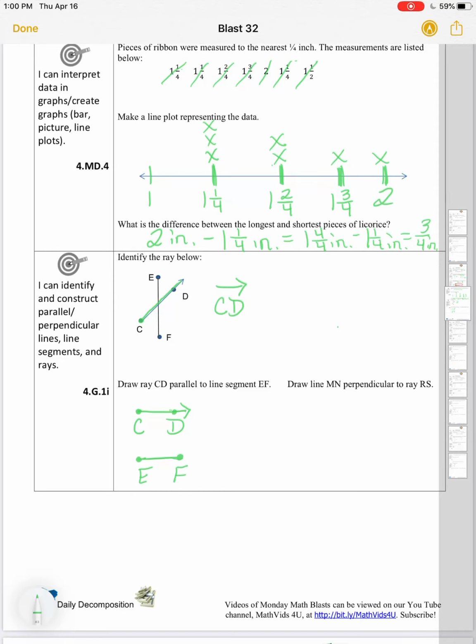Draw line MN perpendicular to ray RS. So a line goes on in both directions to infinity. So let's draw this one as a vertical. We could draw any way we wanted, but I'm going to draw my line vertical, and we're going to call this MN. And I want to make it perpendicular. So that means it's going to intersect in a special point that causes right angles to ray RS. So we want it to create right angles here all the way around. And so ray RS is going to have a point at R and go in the direction of S.